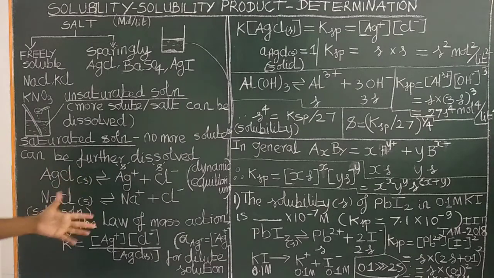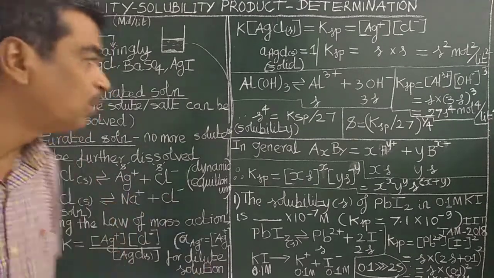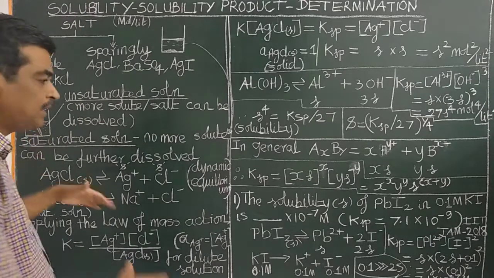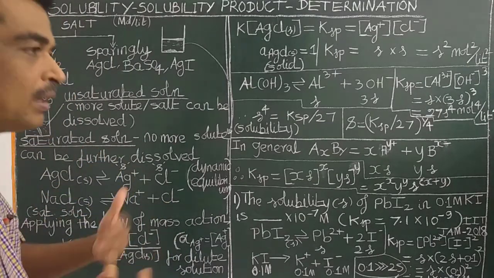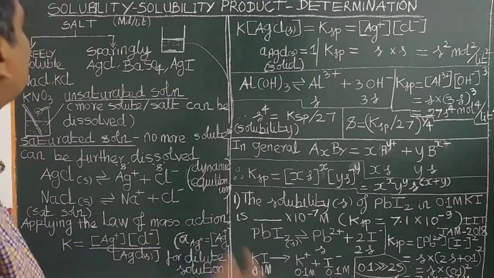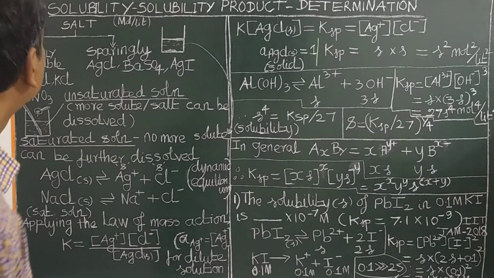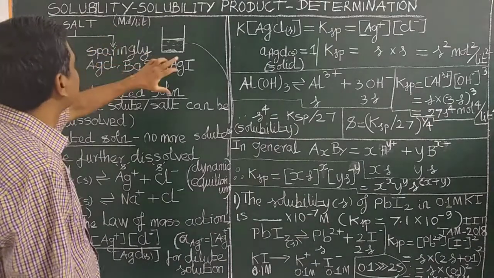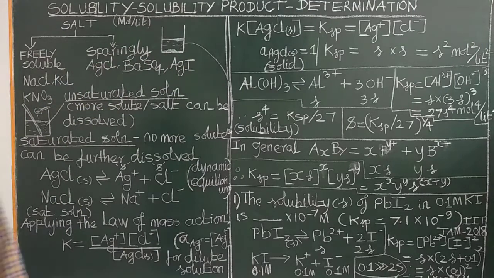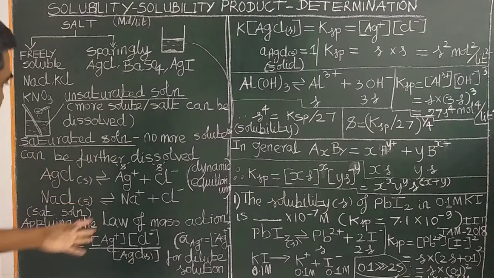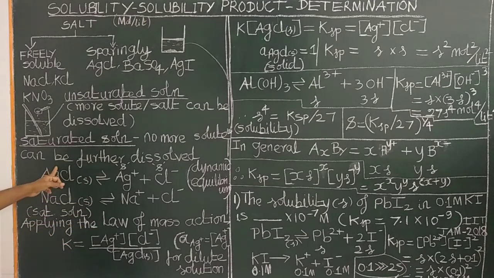What is solubility now? It is defined as the maximum amount of solute that can be dissolved in 1 liter of solution. Its unit is moles per liter. Okay. So suppose S is the solubility. Yes, not solid. This is solid. S is the solubility.